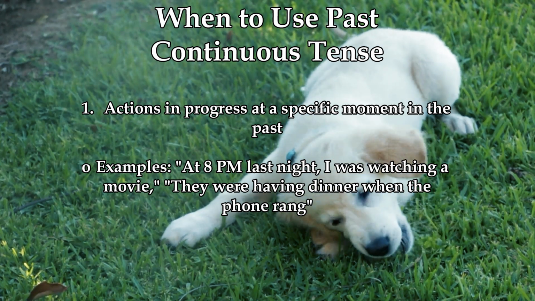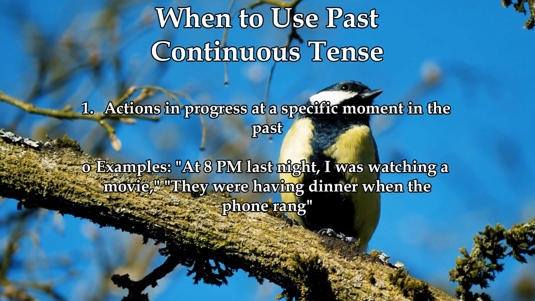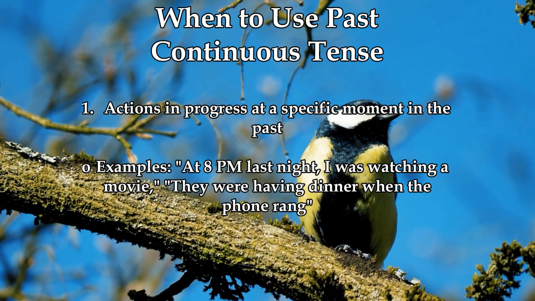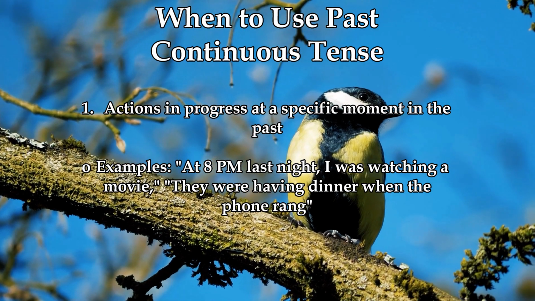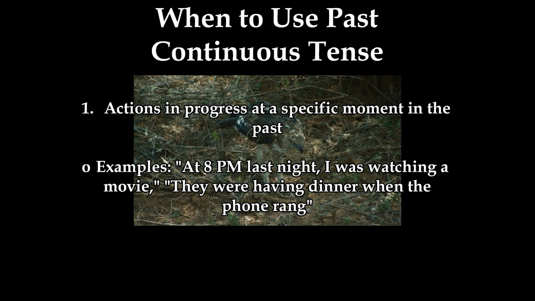Using the past continuous tense, when and why. So, when do we use the past continuous tense? Here are the main situations. 1. Actions that were in progress at a specific moment in the past. At 8 p.m. last night, I was watching a movie. They were having dinner when the phone rang.